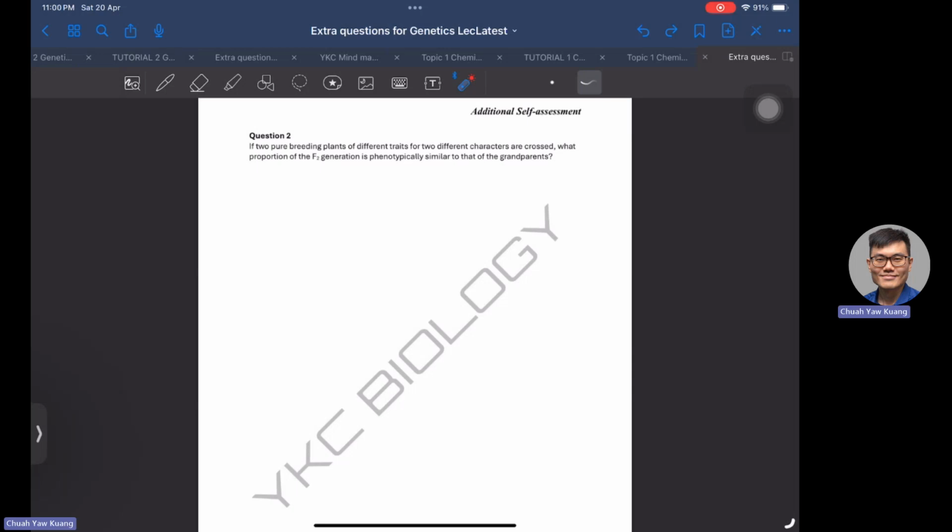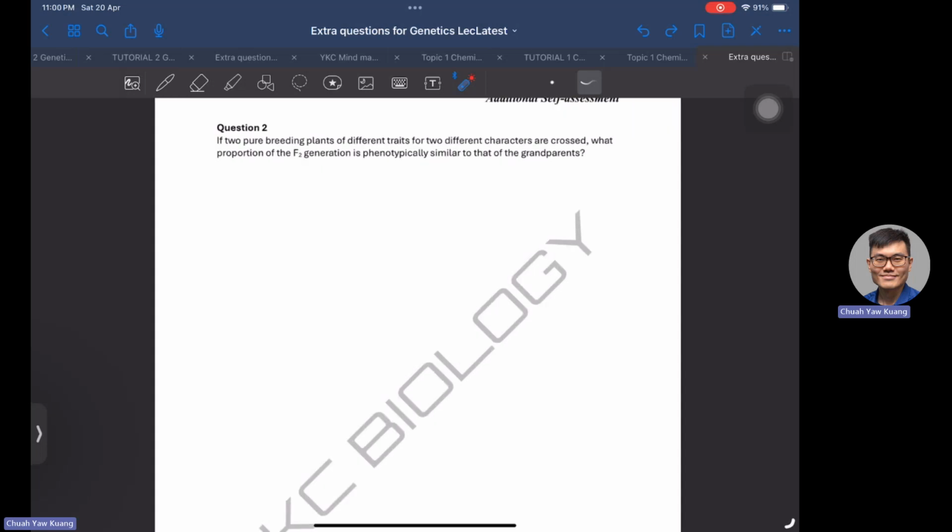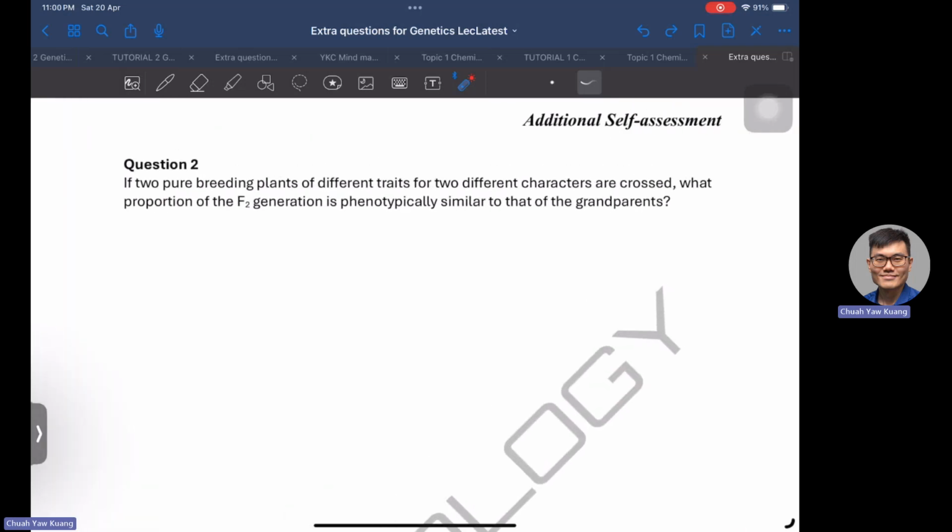Question number 2. This question shows two pure breeding plants of different traits for two different characters. So what will this mean? Pure breeding means homozygous. So it's different traits.